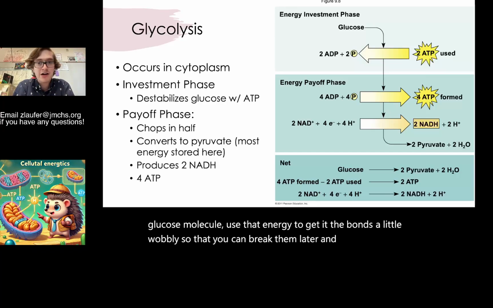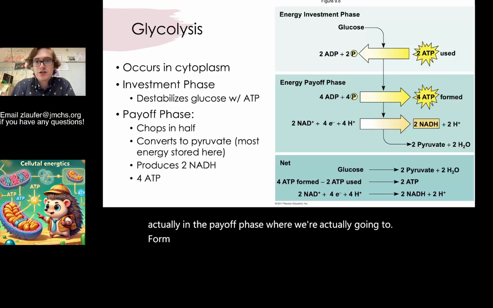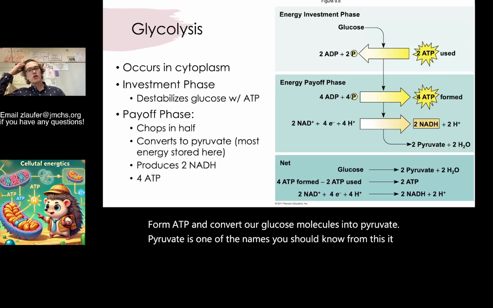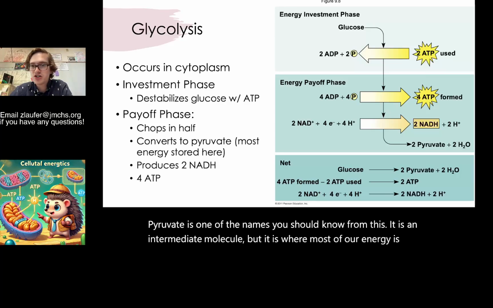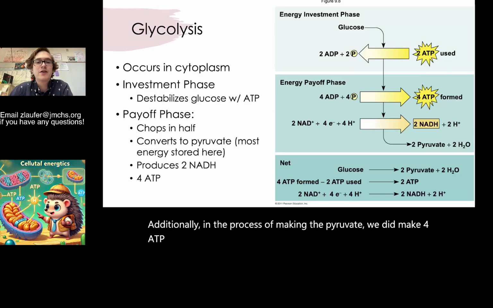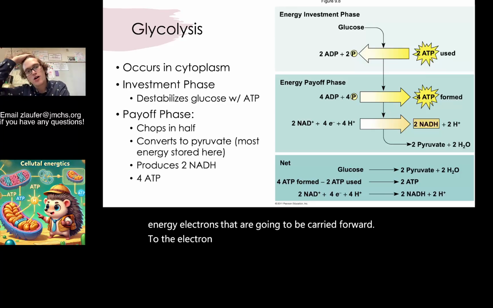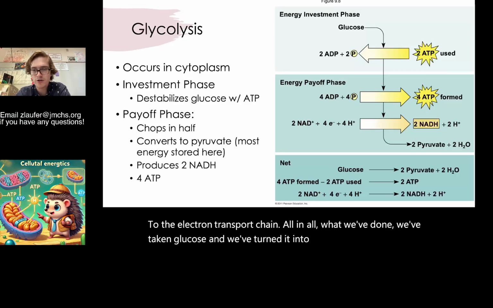That happens in the payoff phase, where we form ATP and convert our glucose molecules into pyruvate. Pyruvate is one of the names you should know from this. It is an intermediate molecule, but it is where most of our energy is left. Additionally, in the process of making the pyruvate, we made 4 ATP, and we gave 4 electrons over to NAD+, so we have some energy electrons that are going to be carried forward to the electron transport chain. All in all, we've taken glucose and turned it into pyruvate and a little bit of water.